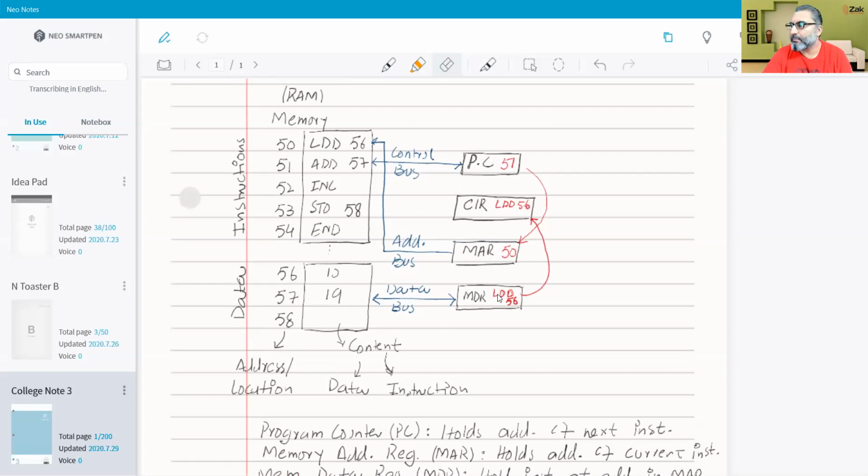It is called the fetch, decode, and execute cycle. What do we call it? Fetch, decode, and execute cycle.